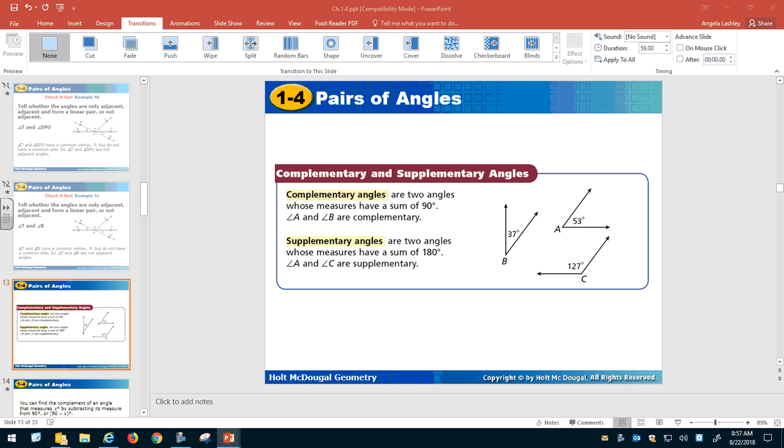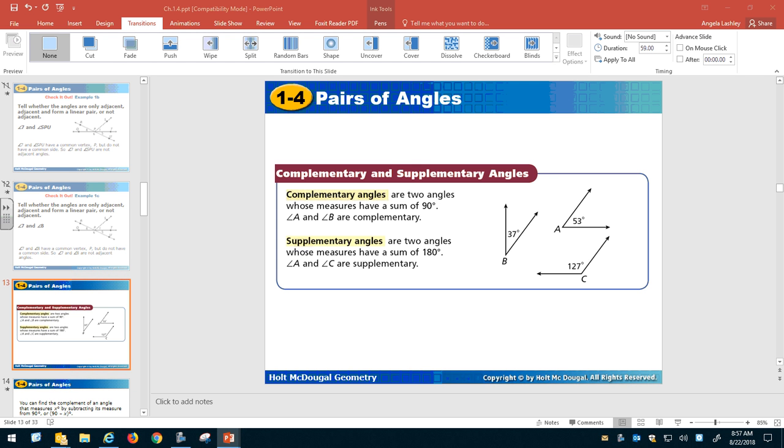Okay, let's talk about complementary versus supplementary. Complementary is also going to be only 2 angles. Supplementary is only 2 angles. If it takes more than 2 or less than 2, we don't call them complementary or supplementary. So today's lesson is all about pairs, okay? Complementary and supplementary. Complementary is 2 angles that sum to 90. What does sum mean? Add. So if the 2 angles add to be 90 degrees, we call them complementary. Supplementary, they sum to be 180. So if they add to be 180 degrees, we call them supplementary.